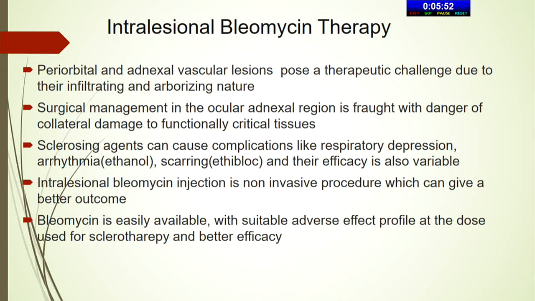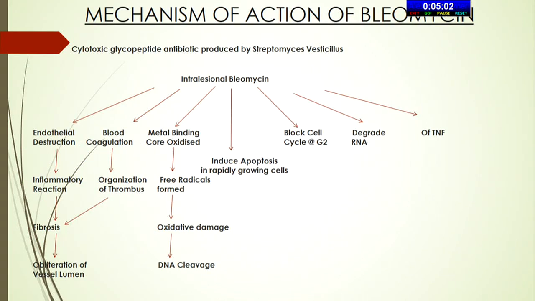So why did we choose bleomycin? Because as I told you earlier, these lesions pose a therapeutic challenge, and the surgical management is fraught with danger, and it may not be so effective, and other sclerosing agents may have some serious complications, whereas the most common complication of bleomycin in the head and neck region is pulmonary fibrosis, but it occurs at doses which are maybe 20 times more than the ones that we require for the orbital lesions. So pulmonary fibrosis is not an issue as far as our lesions are concerned. And then it's a very non-invasive procedure, and I'll just show you the outcomes in our series of patients.